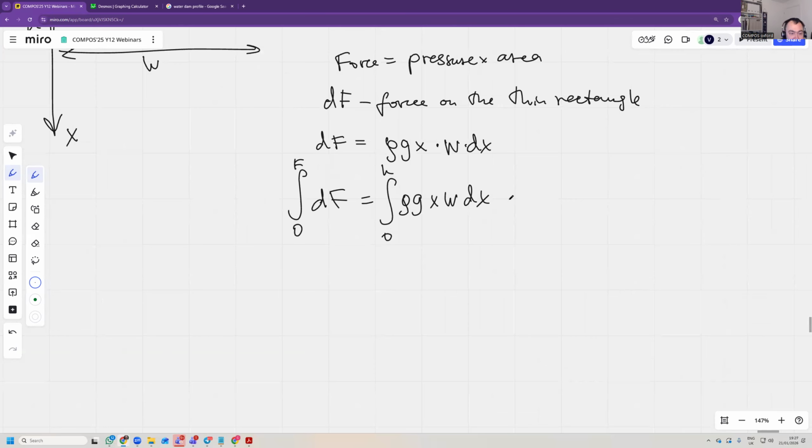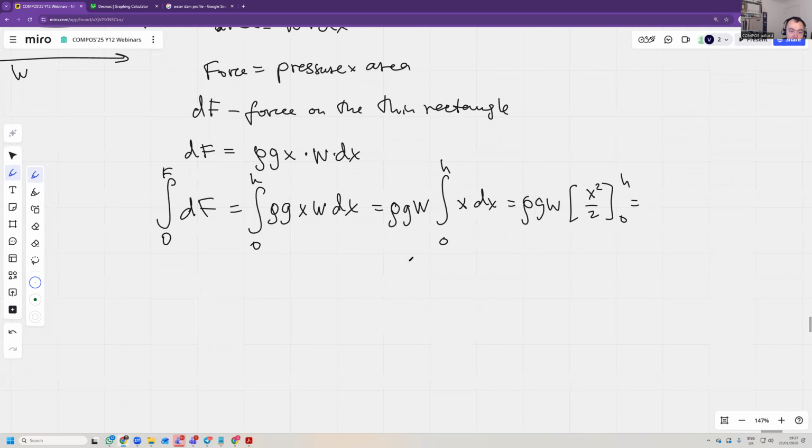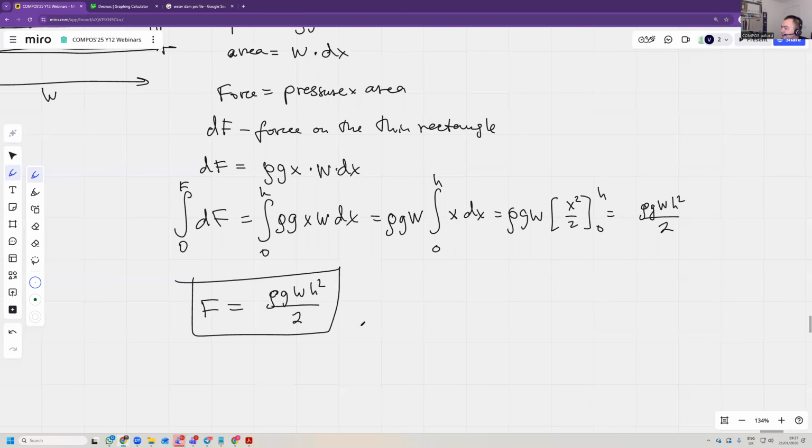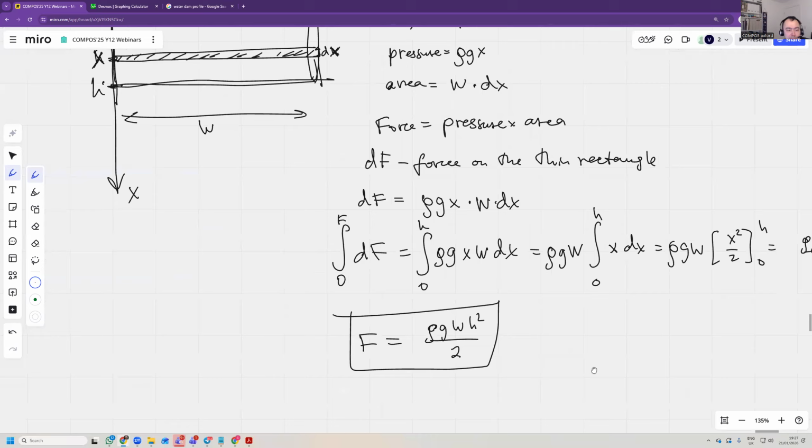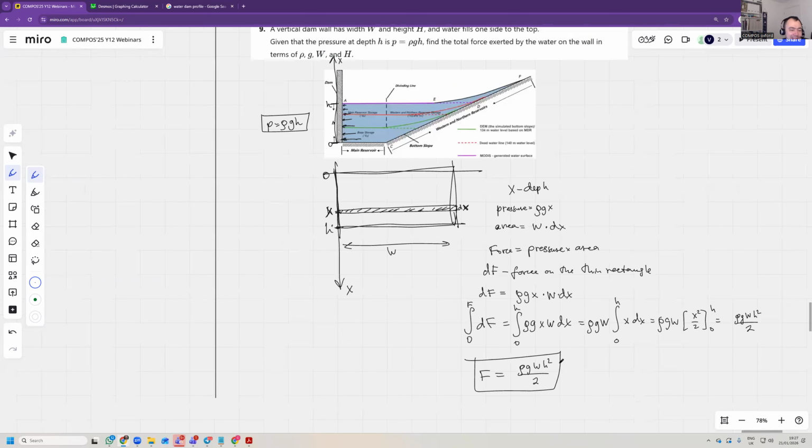And now we can integrate that. So rho gW comes out. We get the integral from 0 to h of x dx, which is rho gW x squared over 2 between limits 0 and h. So that's simply rho gW h squared over 2, and that's equal to the force. Total force is rho gW h squared over 2. And you can calculate it for a large dam, which would be absolutely immense.